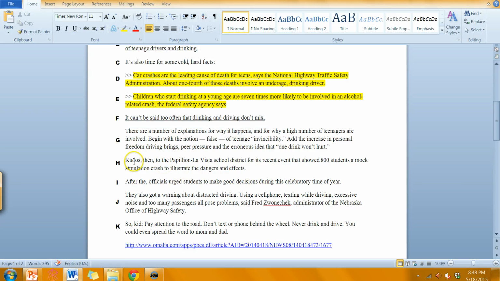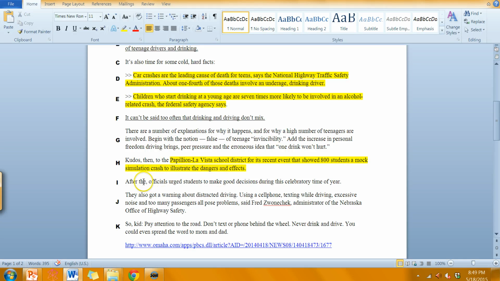Okay. Next up, kudos then to the school district for its recent event that showed 800 students a mock simulation crash to illustrate the dangers and effects. Here we have another piece of evidence. We have a particular instance of a school district that did something to illustrate that it's dangerous to not be careful when you're driving. So some people want to label this as a statistic because it has this number 800 in it. But really, that's just the number of students that are in the school or that watched the crash. It's not from a sample. So this would be a better example of an example or even an anecdote.